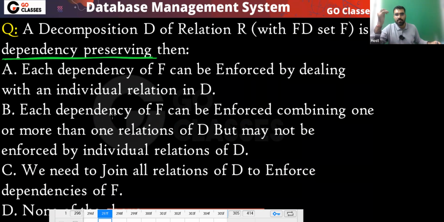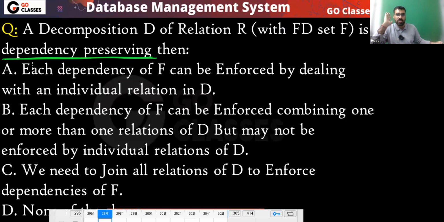Please tell me, how much did you understand? 100%, 90%, 80%? Crystal clear or not? Dependency preservation, not dependency preservation. What it actually means, is that clear or not?